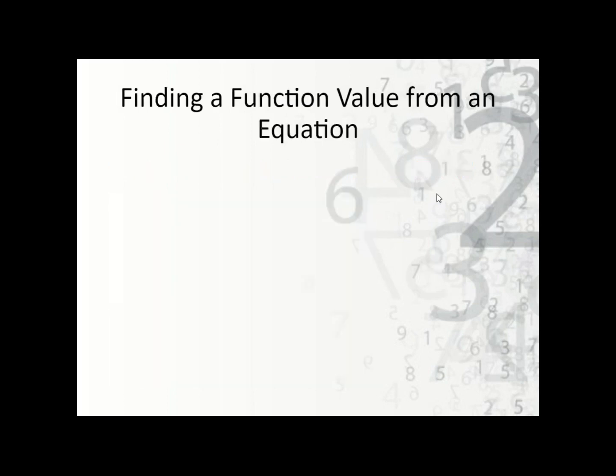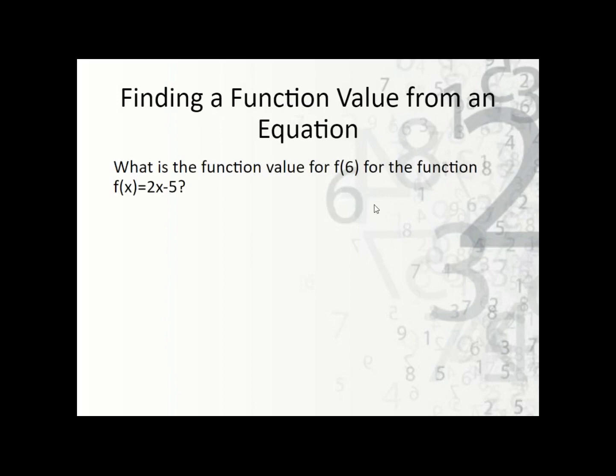Now, how do we find a function value from an actual equation? So it says, what is the function value for f of 6 for the function f of x is equal to 2x minus 5? So what we're going to do is we're going to take f of x equals 2x minus 5, and we're going to plug 6 in for x. So it goes here and here. So f of 6 is equal to 2 times 6 minus 5. Well, 2 times 6 is 12. 12 minus 5 is 7. So the function value for f of 6 is 7.